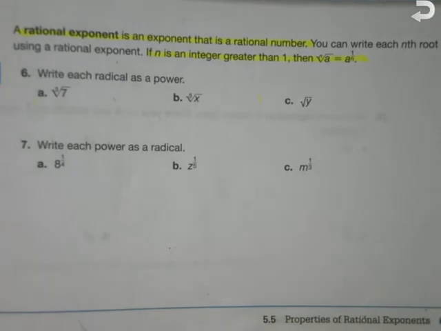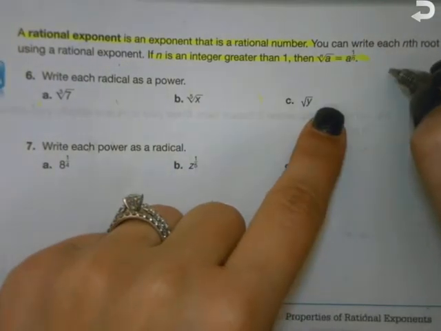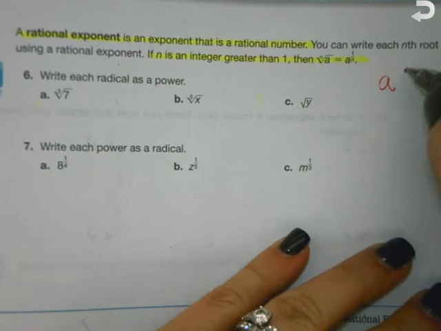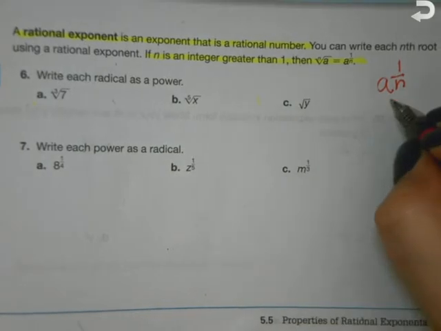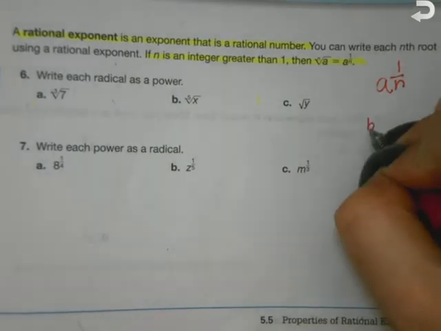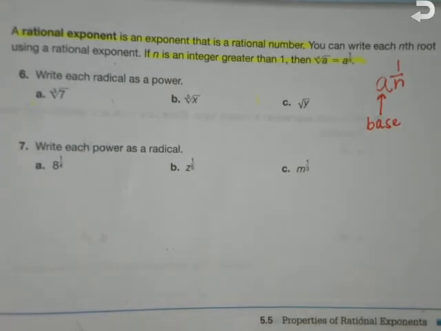So basically I'm introducing a new form to you. What I want you guys to do is rewrite this part, a to the 1 over n, just right next to the definition. And we're going to label some parts right now. Okay? The a, that's going to always be a number. That is your base. Okay? So I want you to label that your base. A is the base.